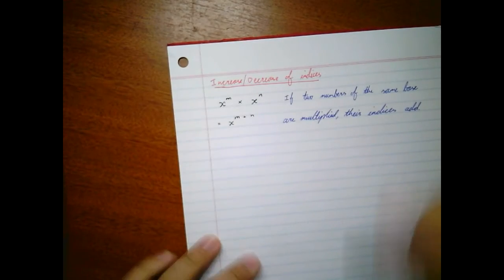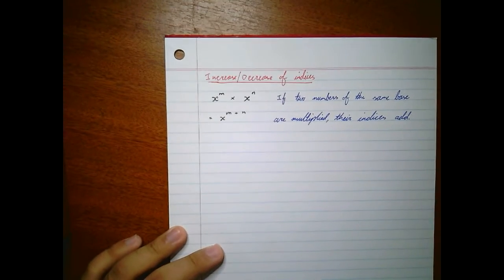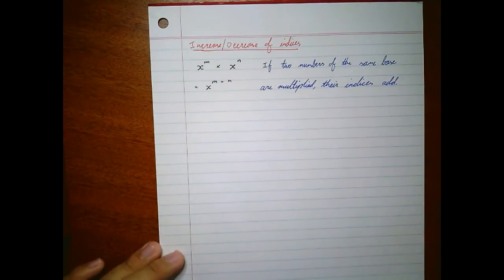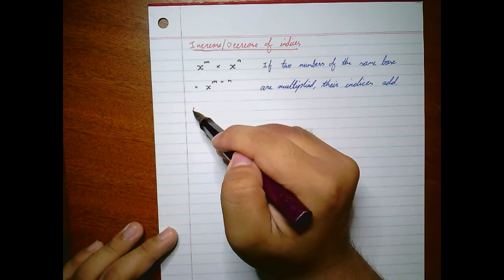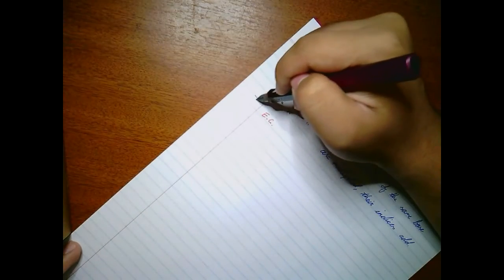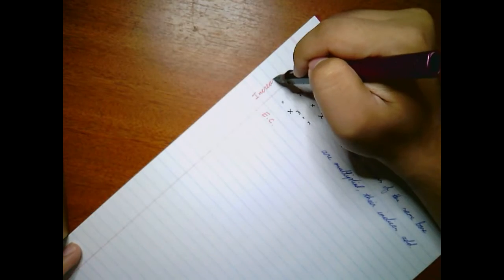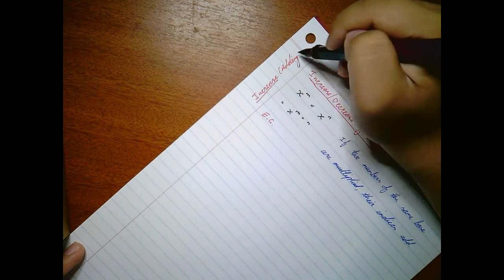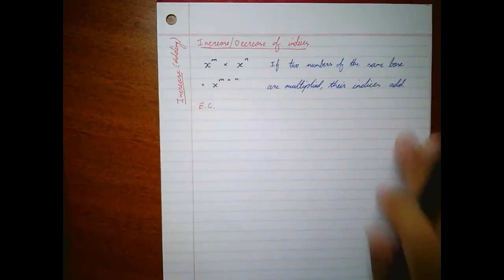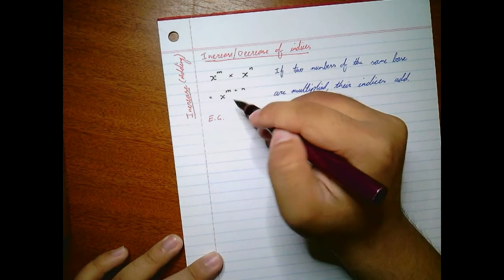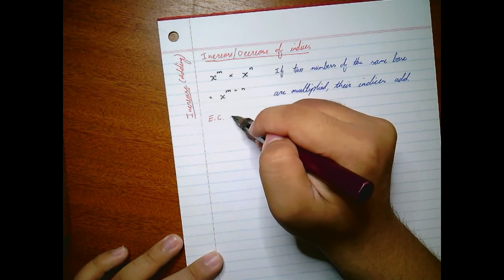Now this is all well and good, but this is what's known as the general expression. It'll make a little bit more sense if we have some examples. So I'll give you an example of that. Oh, sorry, this is increasing because it's adding. Let's put that on the little side. This is the increase. What's really adding? It's adding indices.